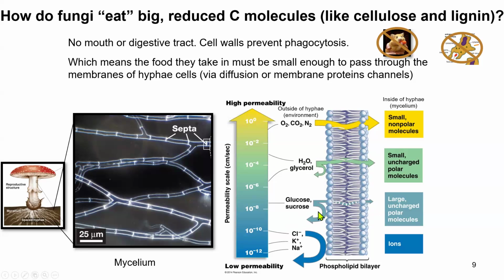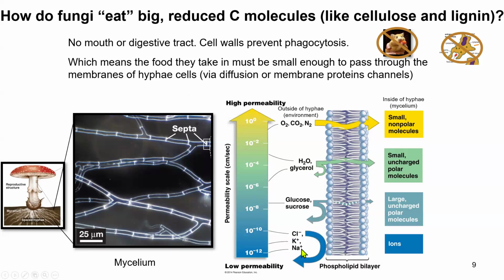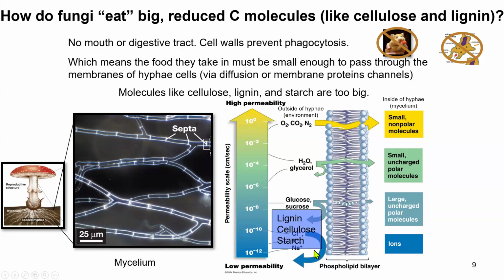And then you get into larger molecules like glucose and sucrose, which can move across, but most of them bounce off and don't penetrate a cell membrane. Until lastly, you get to things like ions that just cannot break through a phospholipid bilayer or a cell membrane at all. And so if you put these molecules like cellulose, like lignin, like starch that fungi are feeding on to get carbon and energy, most of them fall into this area of being like an ion, that they just basically bounce off because they're just so large that they cannot move across this cell membrane.